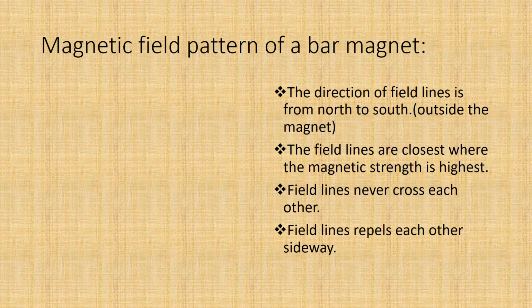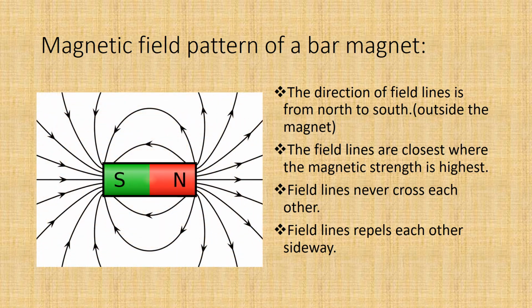It is always good to start from the knowns to unknown. We already know that a magnet has got magnetic fields around it. What is a magnetic field? It is the region around the magnet where magnetic force can be felt.